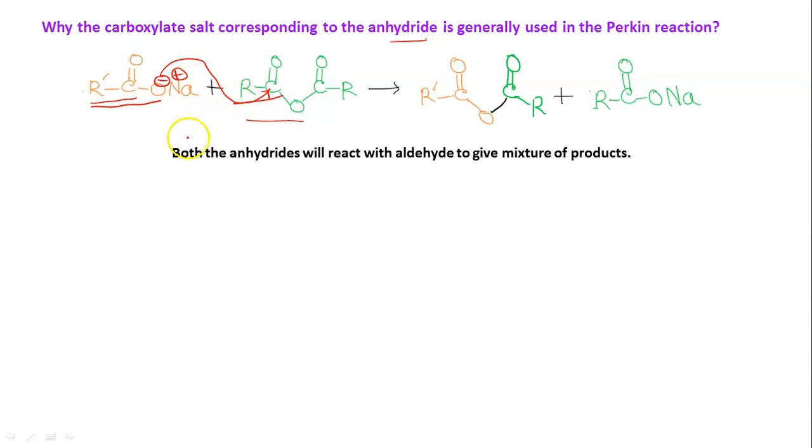Now the negative charge over R prime COO minus is attacking the anhydride carbonyl. As a result, this bond is broken, with negative charge over oxygen. Now we are getting the sodium salt of RCO2H. Because of this type of exchange, we are getting two different types of anhydride: this one we started with, and this is the second anhydride that we have obtained. Both anhydrides will react with the aromatic aldehyde, and we will get a mixture of products, which is obviously not wanted. That is the reason the carboxylate salt corresponding to the anhydride is used.